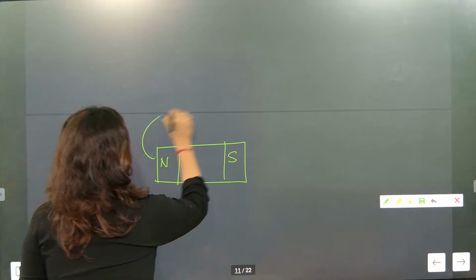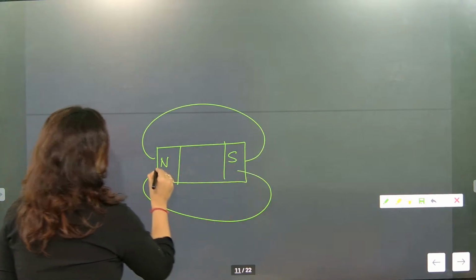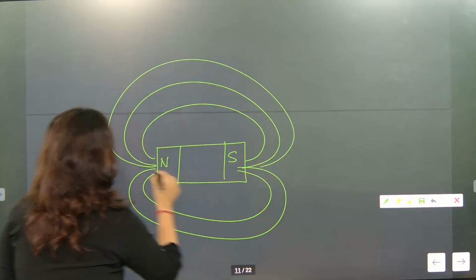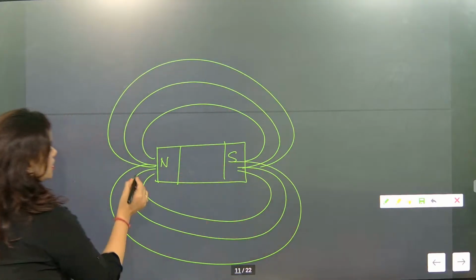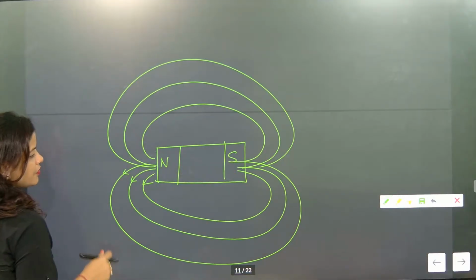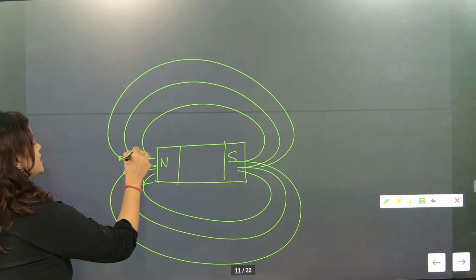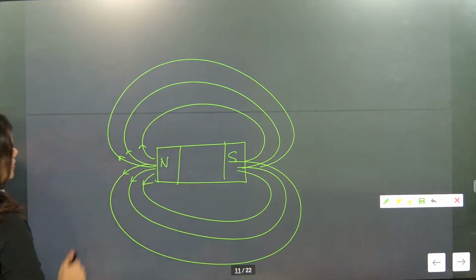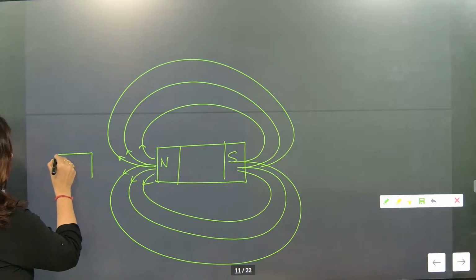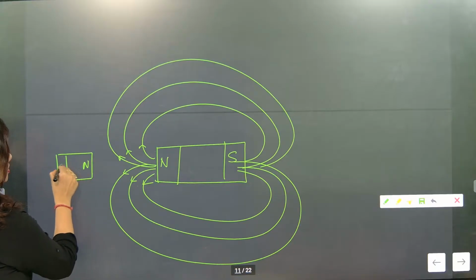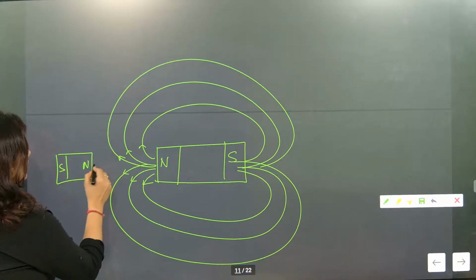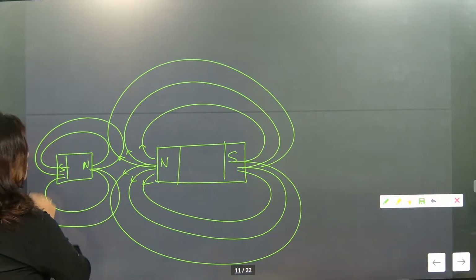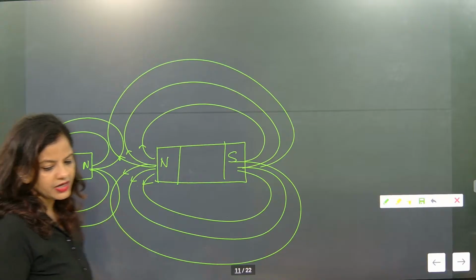Now when this is the north pole and this is the south pole, understand this: the magnetic lines of force will be moving from north to south. So all the magnetic lines of force come from north and go towards the south direction. Got it? Now what will happen? Another magnet will come, having the same north and south pole. So it will also have magnetic field lines. So what is the problem with the intersection of these magnetic field lines?